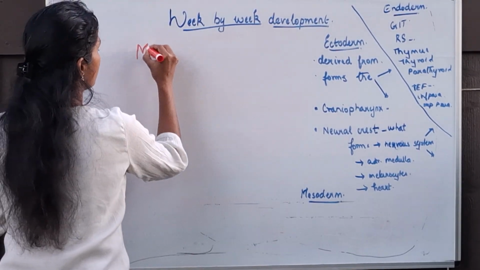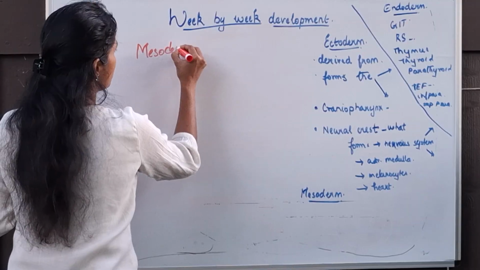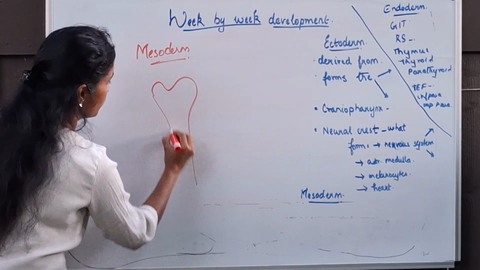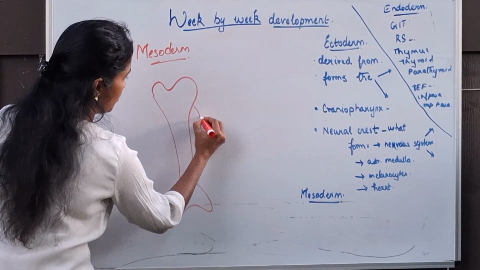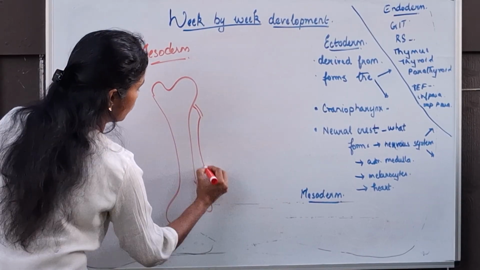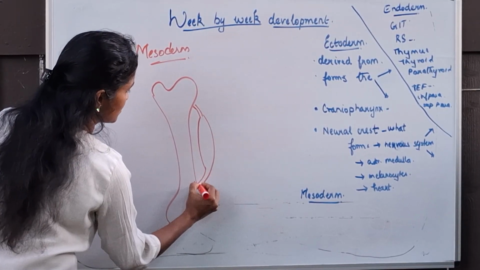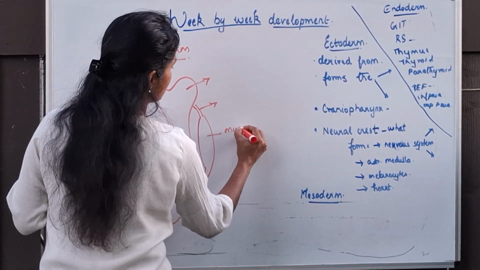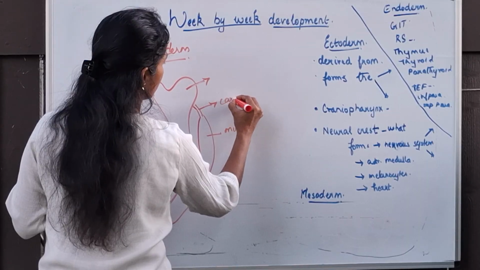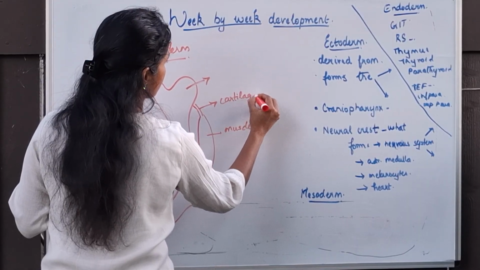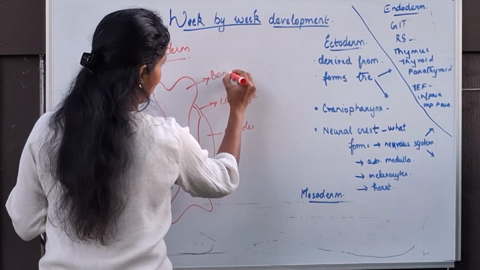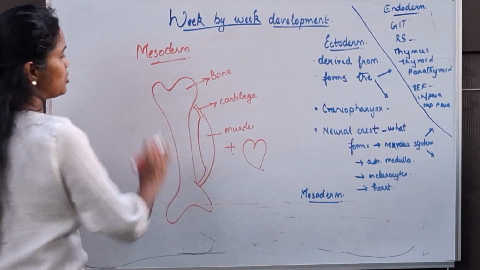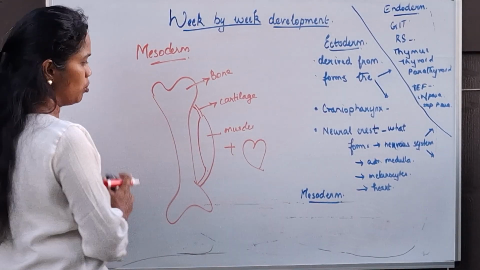In mesoderm, you can remember the simple picture of what it gives rise to: bones, the cartilage, as well as the muscles. So the bones, the cartilage as well as the muscles arise from the mesoderm. And in addition to it, parts of the heart are also arising from the mesoderm. So this is in short about mesoderm.